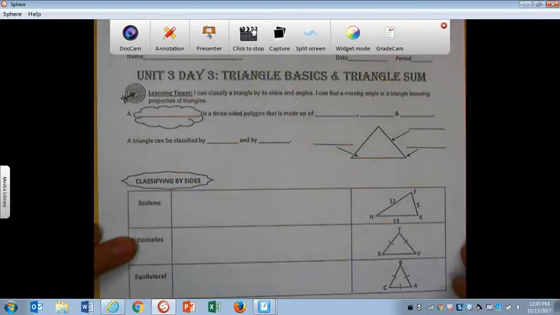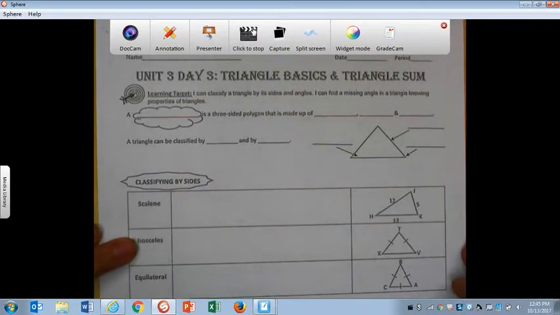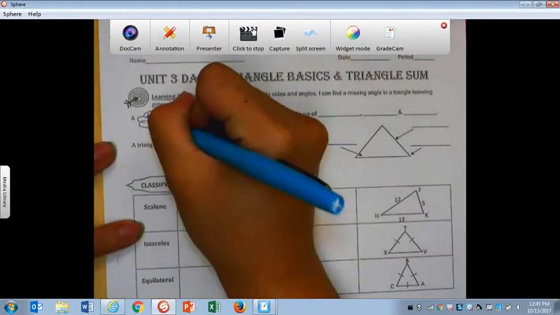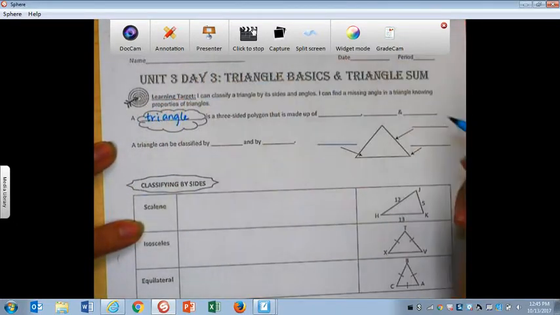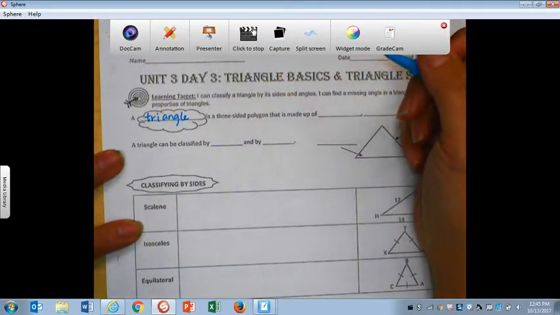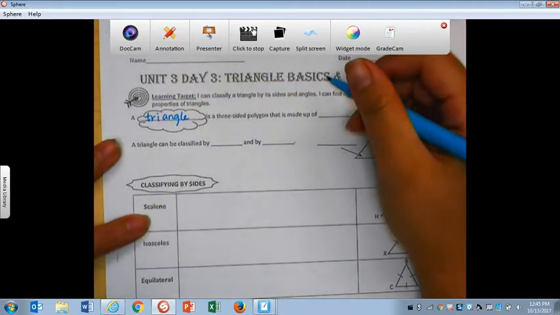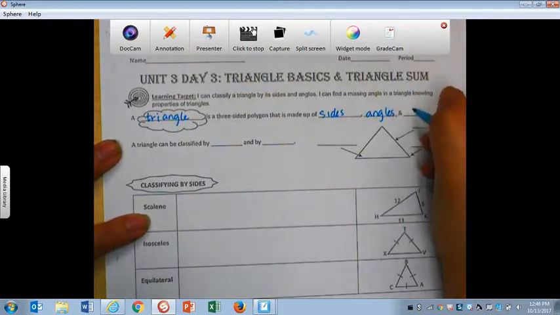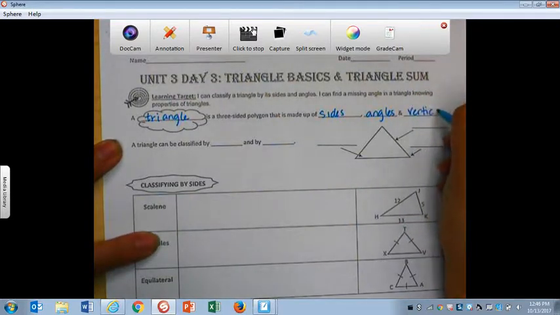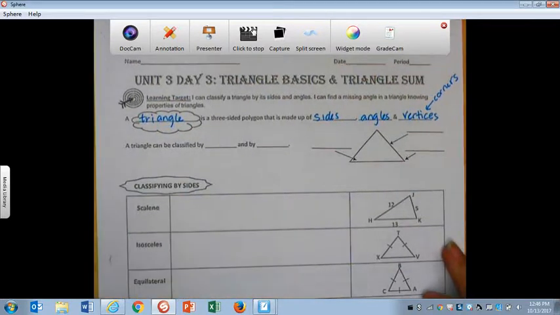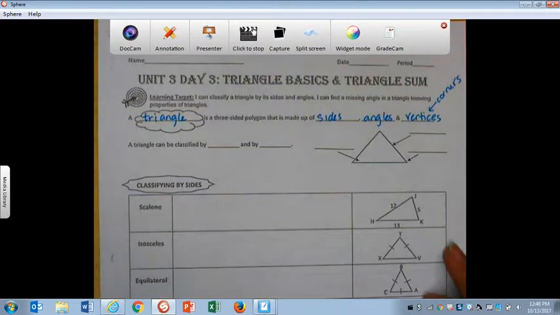So today we're doing Unit 3, Day 3, Triangle Basics and Triangle Sum. Okay, let's start off. A triangle is a three-sided polygon, that basically means shape, that is made up of sides, angles, and vertices. This is just a fancy word for corners. Vertex is one, vertices is multiple.